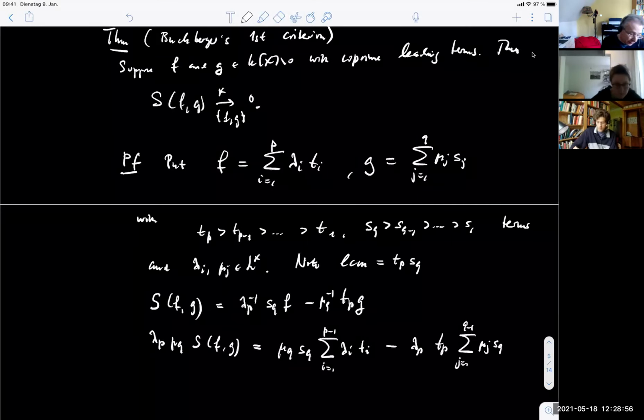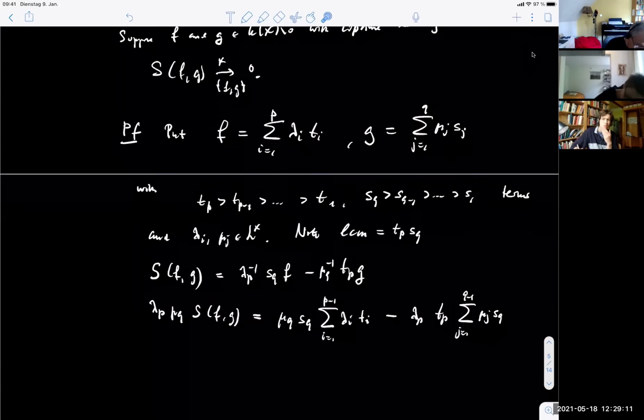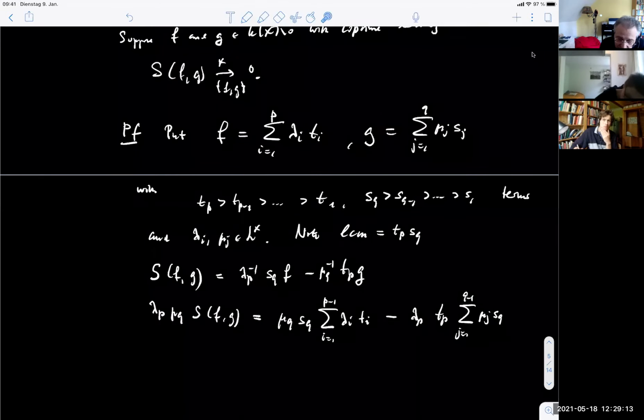Okay, what is of interest here is, I plugged it in, but you see the sum only goes to p minus 1 and q minus 1 respectively because I have this canceling. Okay, good. So now let's have a look at the terms. What terms do appear? The terms appearing.